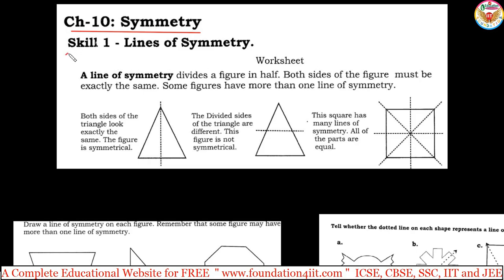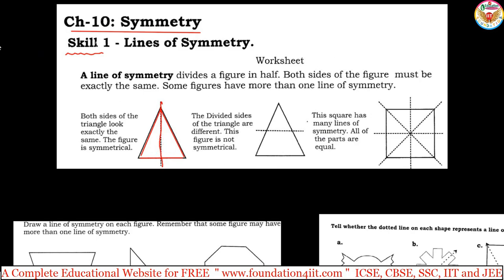First of all, the basic skill you require is lines of symmetry. If any figure is given, the line of symmetry divides the figure in half. Both sides of the figure must be exactly the same. So this is the triangle, right? First one is the triangle. This dotted line is making this figure exactly equal halves. If you fold along this, they must coincide exactly. So that's the meaning of this.